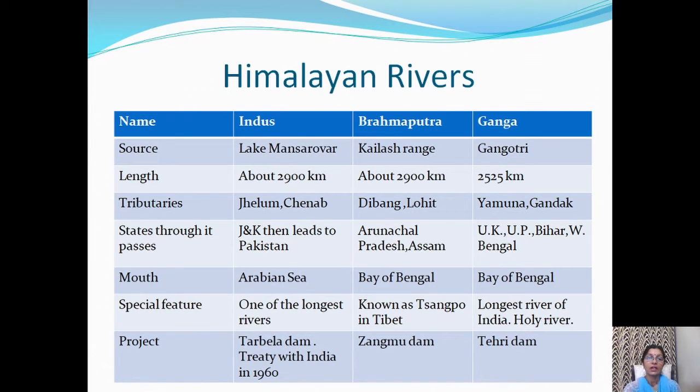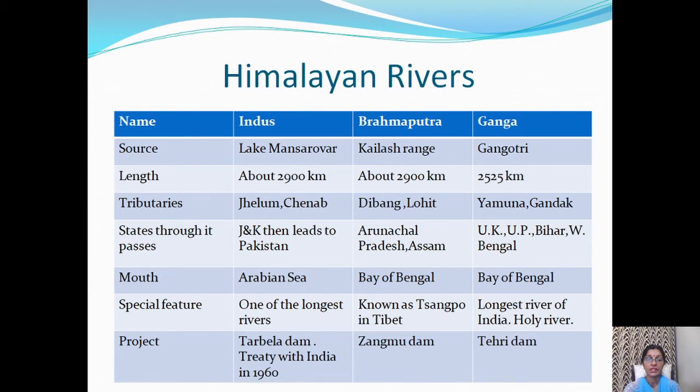We will read all the rivers following a few points. Source, from where the river originates. Indus has its source in Lake Mansarovar. Brahmaputra in Kailash range near Mansarovar. Ganga in Gangotri glacier. Length of the river. Indus is nearly 2900 km long. Brahmaputra again near about 2900 km, and Ganga is approximately 2500 km long.